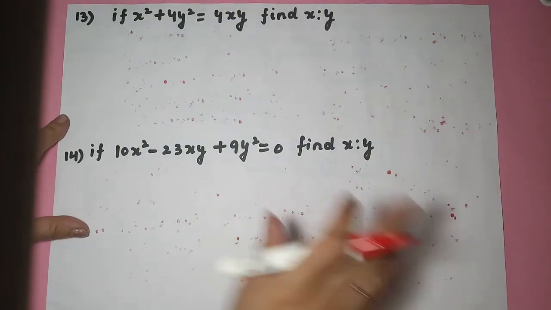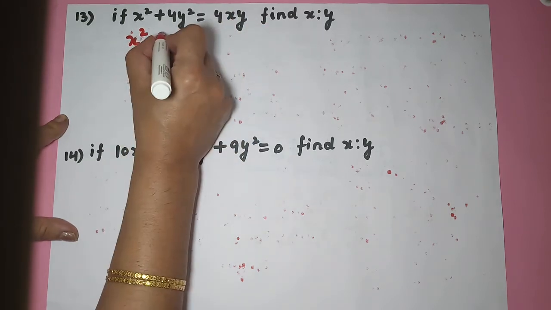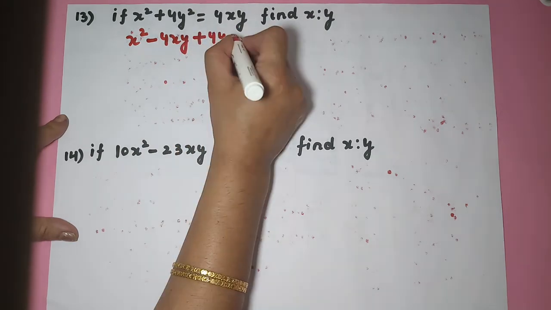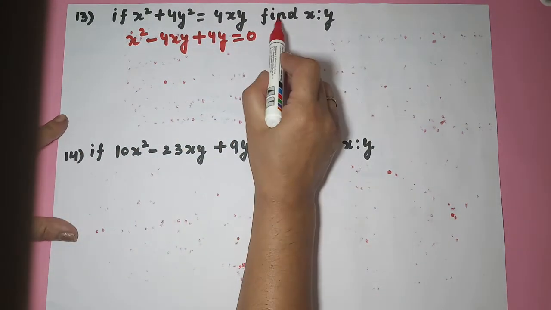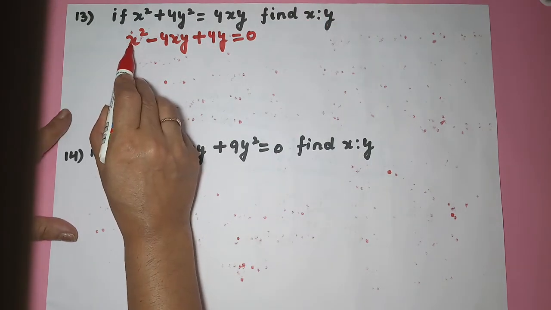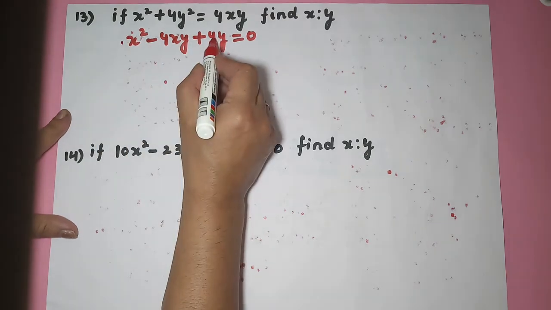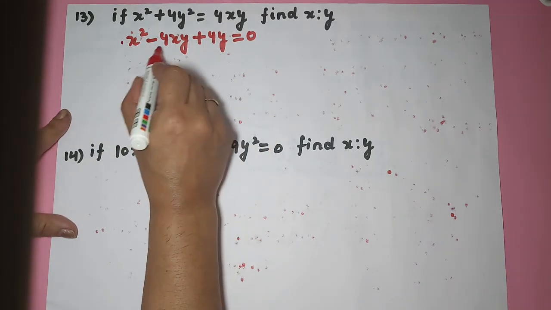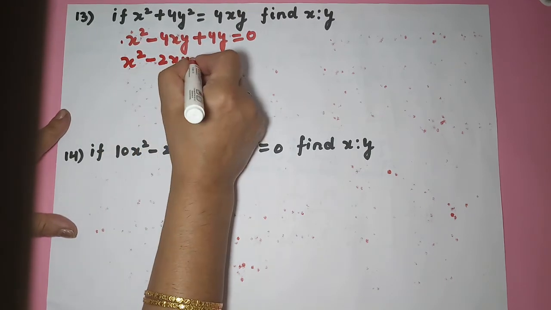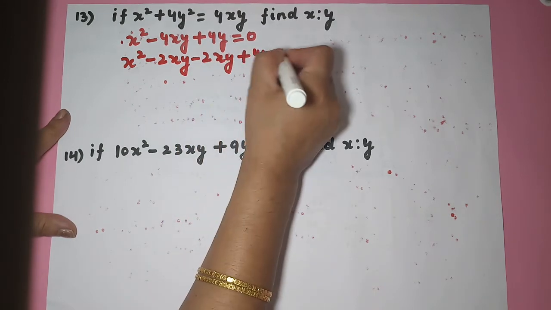Let's solve one more sum. We have x square. Shift this 4xy to this side, minus 4xy plus 4y equal to 0. Now again we can say that we have to find x is to y. So we will get two values for x is to y. So we can split the middle term. 1 into 4 is 4. 2 factors of 4 which are equal to 4. So x square minus 2xy minus 2xy plus 4y equal to 0.